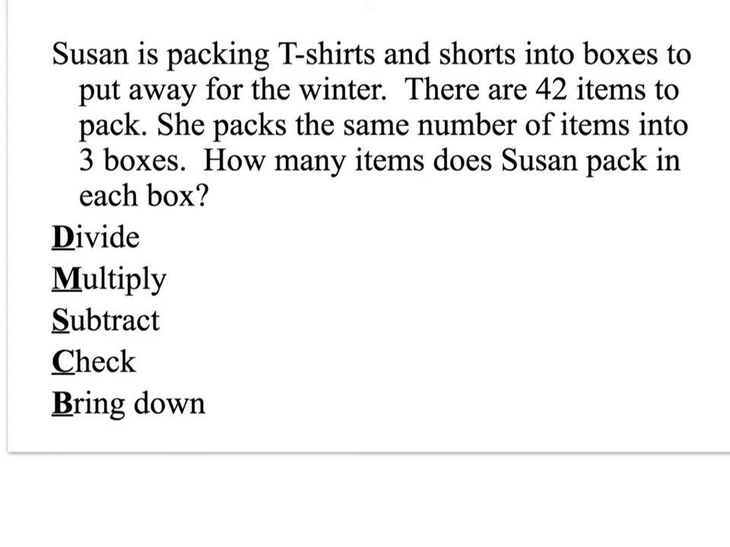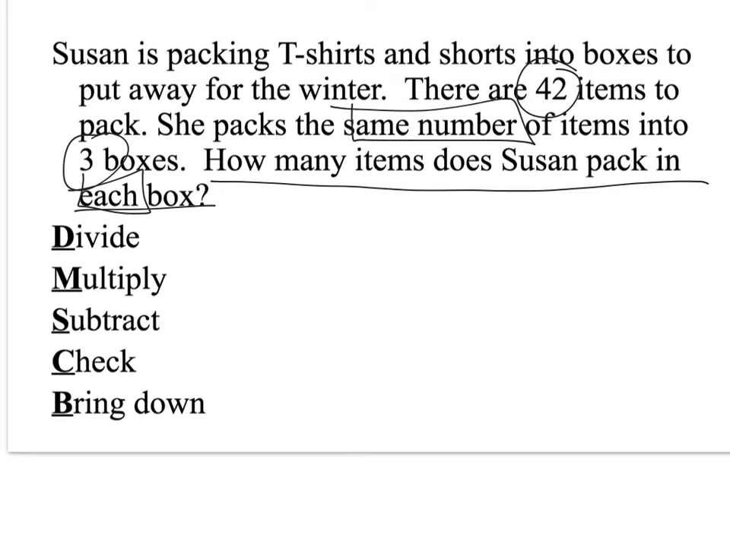If we use the cubes method, we're going to circle the key numbers. 42 is one number, 3 is another. Then I would underline the question. How many items does Susan pack in each box? I would then box the keywords. Well, in this case, you're going to box in each into same number, which means we're going to be dividing. Each tells us that we're going to multiply or divide, but when you're putting the same number into each box, that means we're going to divide.